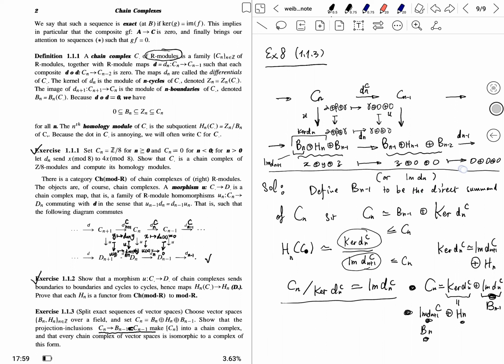Actually, what do we have defined? This is just the identity map in some sense, after isomorphism, of course. So U is an isomorphism. If you want, you can call this UN.